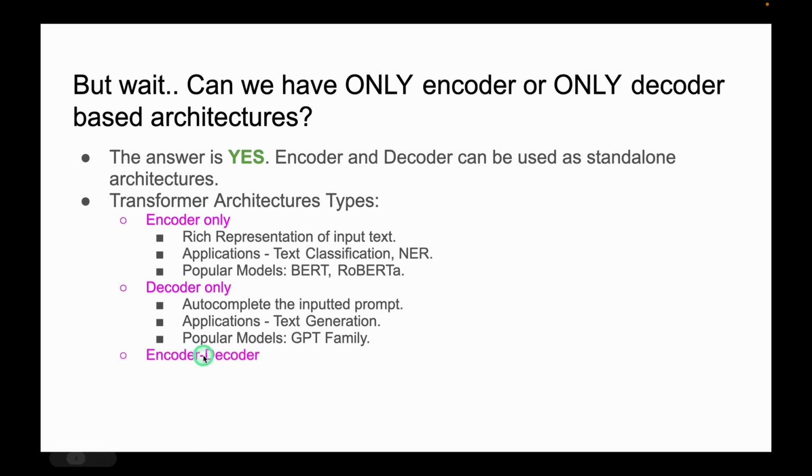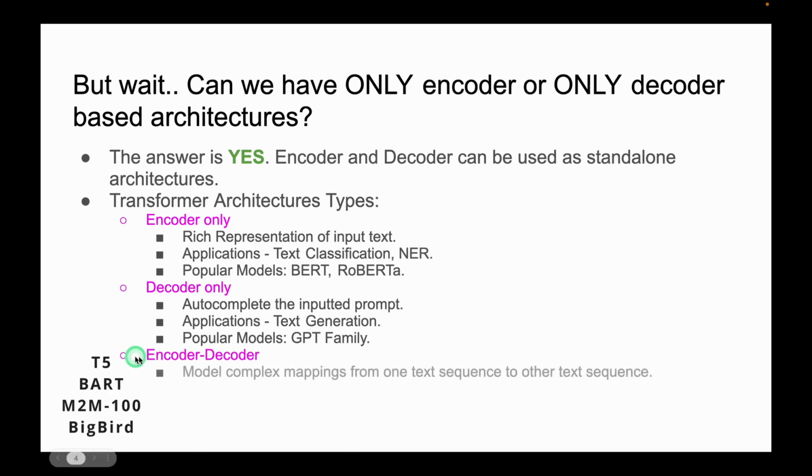The final type of architecture we have is encoder-decoder models. These encoder-decoder models are used to learn the complex mapping from one sequence to another sequence. This type of architecture is widely used to solve tasks like machine translation, text summarization, etc.